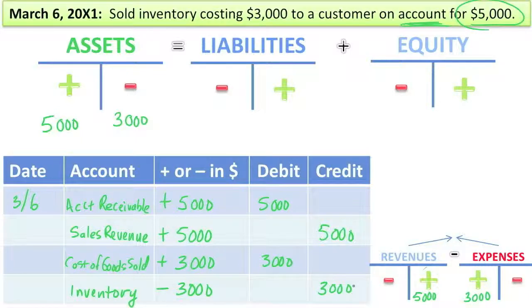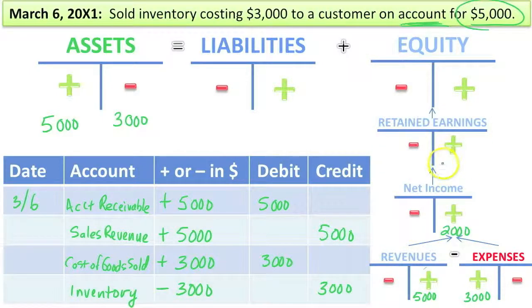I strongly recommend you study this entry because students really struggle with this. If you see how this winds up keeping the balance sheet in balance, your revenues and expenses will effectively increase net income by $2,000. These will be closed out. Those will become zero. And then net income gets closed into retained earnings, $2,000. And your equity will effectively be increased by $2,000 because capital stock and retained earnings added together will be equity.